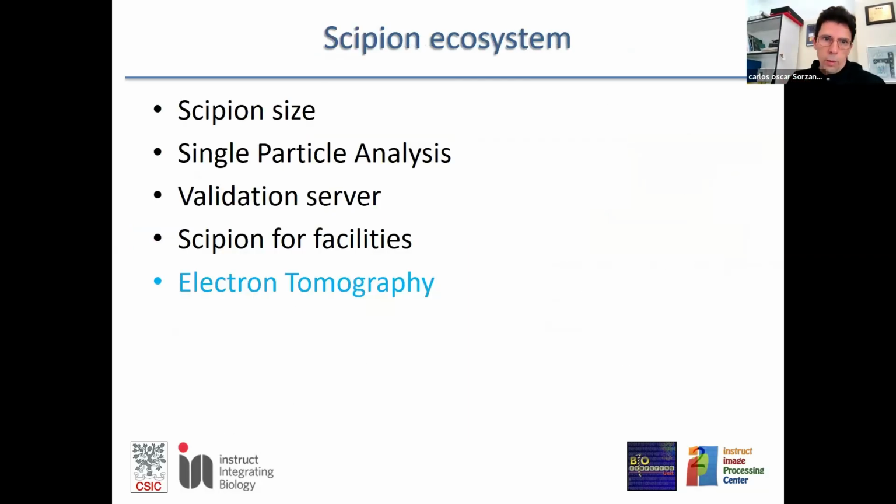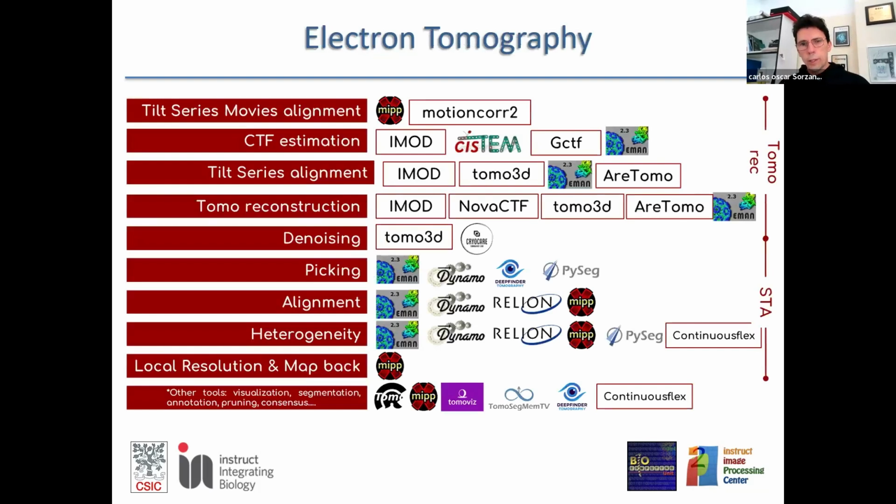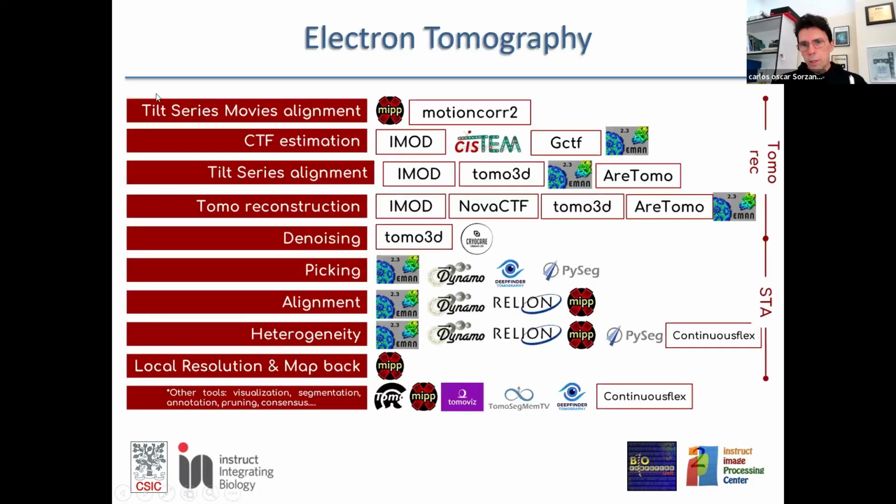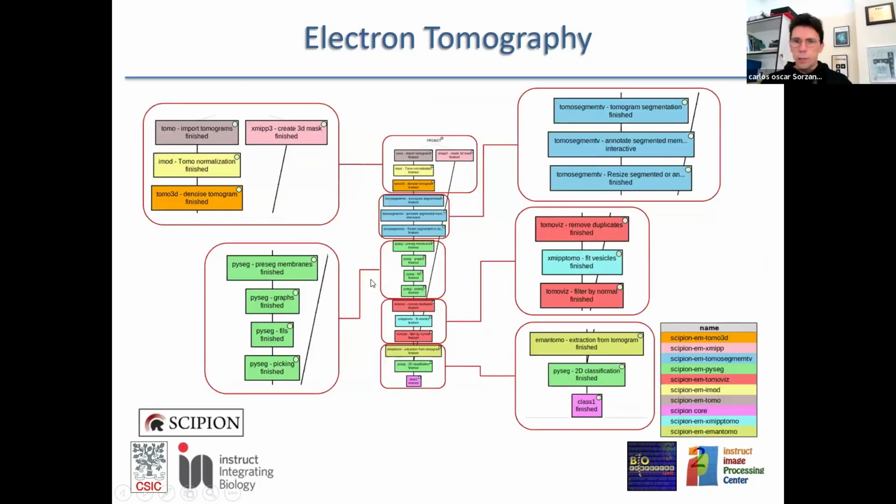And another domain that we are very active in is electron tomography. So electron tomography is a different kind of acquisition mode in which instead of looking at the isolated particles, you look at the particles in their context, in their cellular context. And then again, in the spirit of Scipion, we can combine multiple packages for each one of the steps that you have to go from the image acquisition to the final structure. And you can combine them in any way.